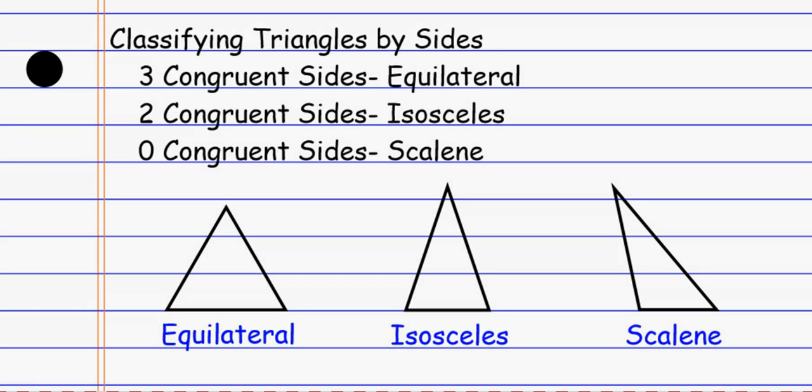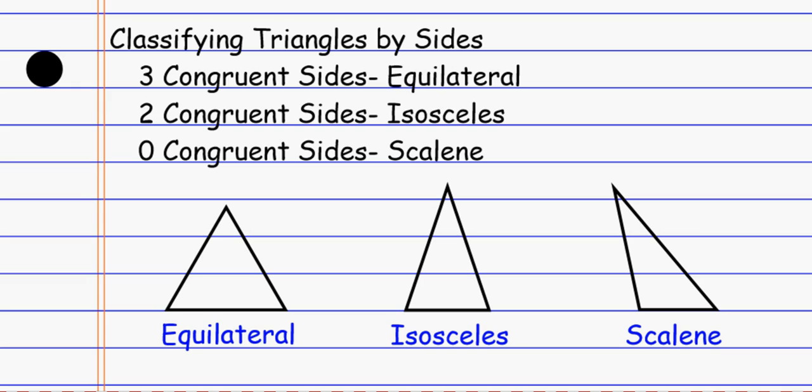So one of the other ways that we classify triangles is based off of the sides. When we're comparing this, we're basically comparing all three sides of the triangle and determining if any of the sides are the same. And if all three sides are the same, so if all three sides are congruent, they have an equal measurement, then we call it an equilateral triangle.